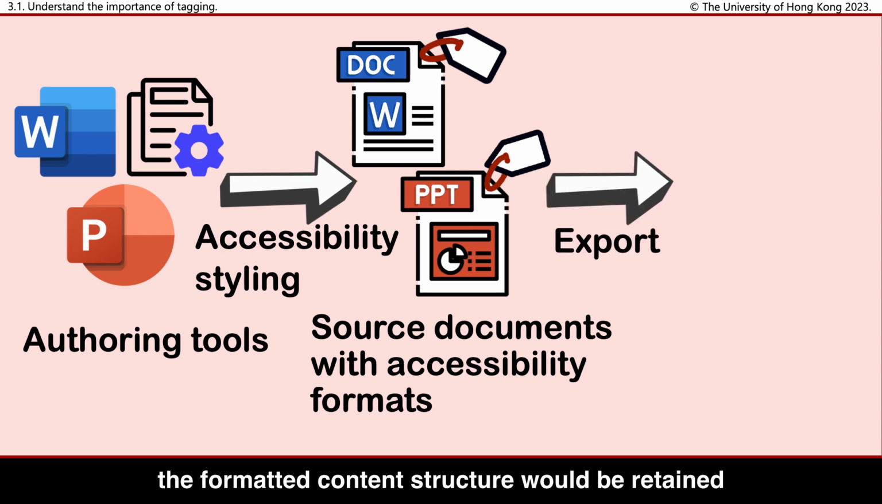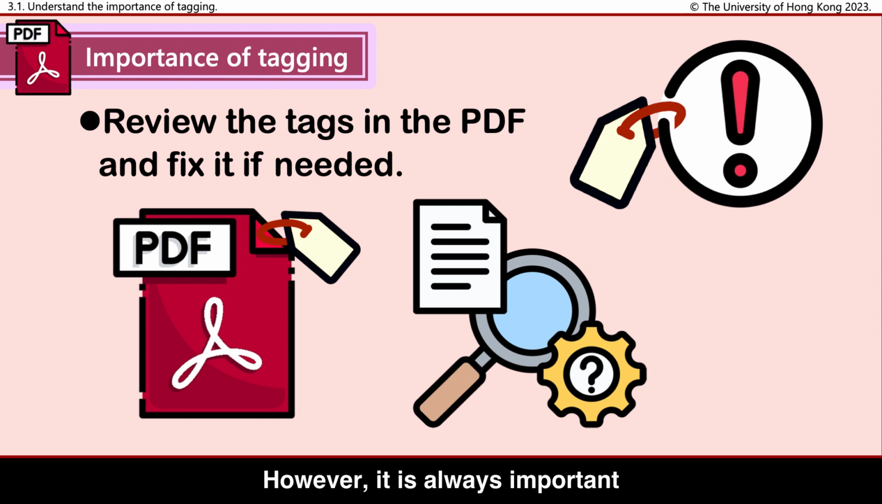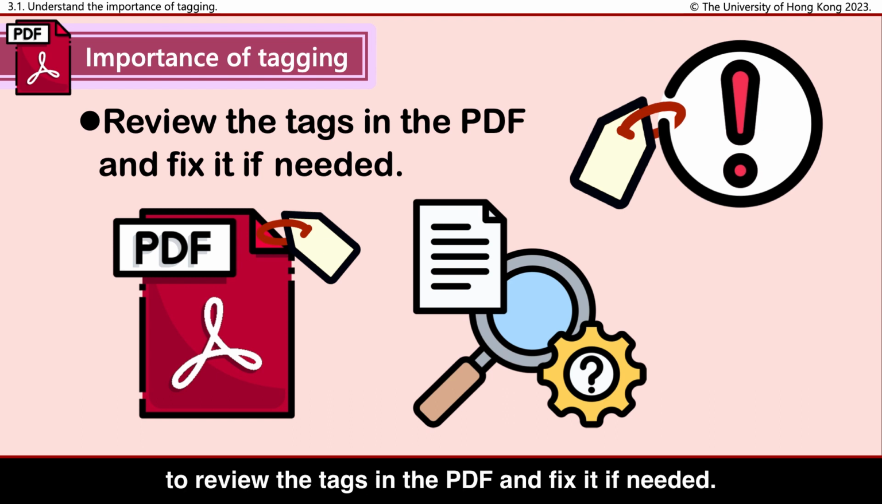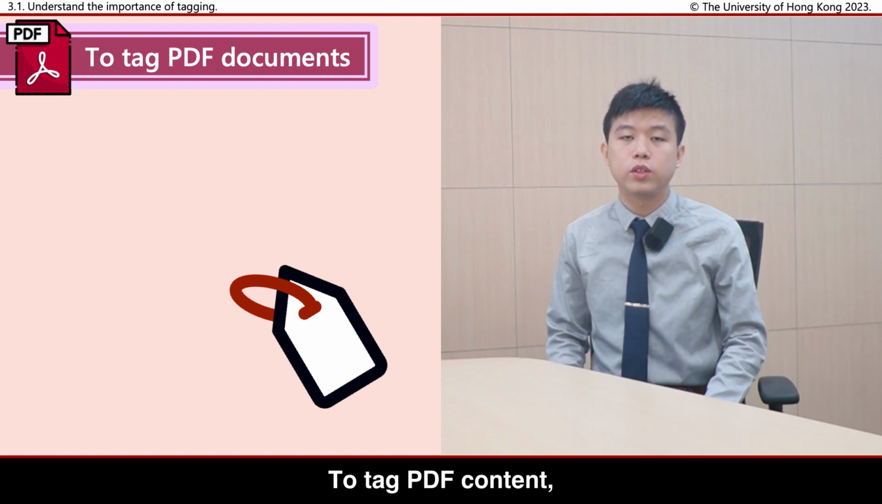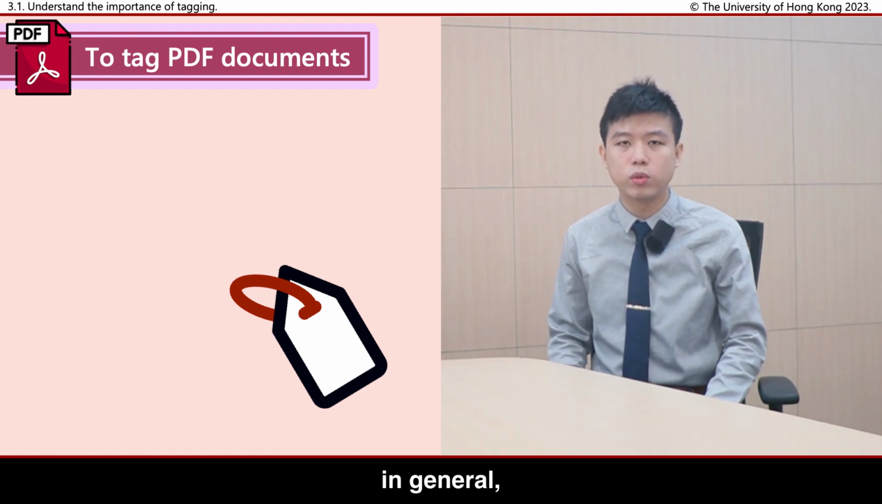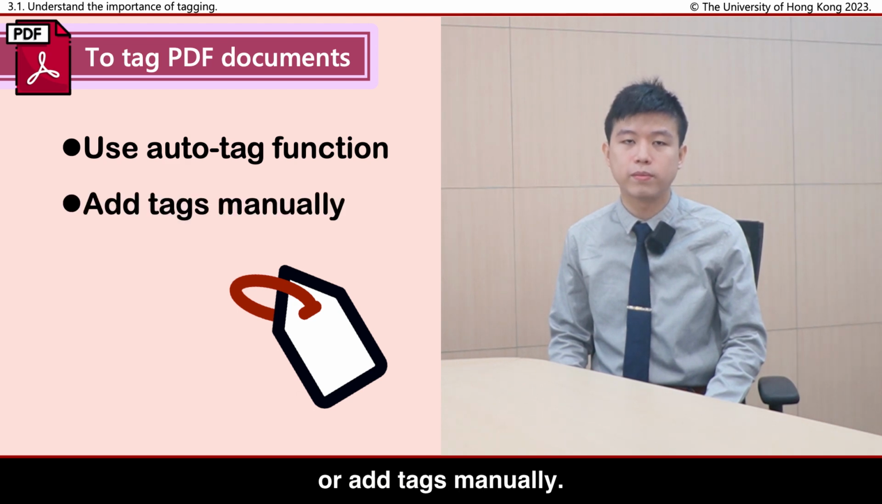tools, the formatted content structure would be retained when the source document is exported to PDF and automatically become the tags. However, it is always important to review the tags in the PDF and fix it if needed. To tag PDF content, in general, you may either make use of the auto tag function or add tags manually.